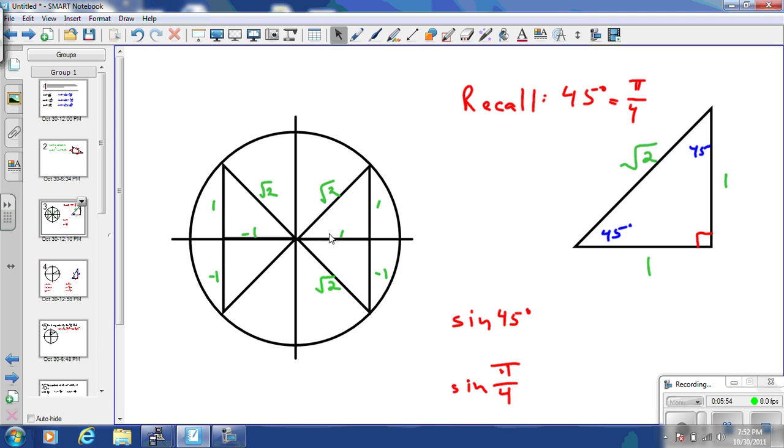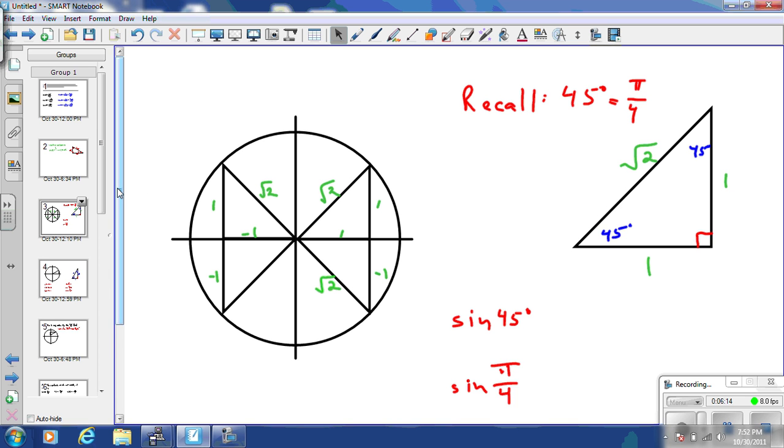So if we're dealing with a multiple of 45 degrees, that's the same thing as pi over 4 radians. I want you to really keep in mind that that's pi over 4 radians. We're going to land on one of these locations if we're doing any multiple of 45 degrees.